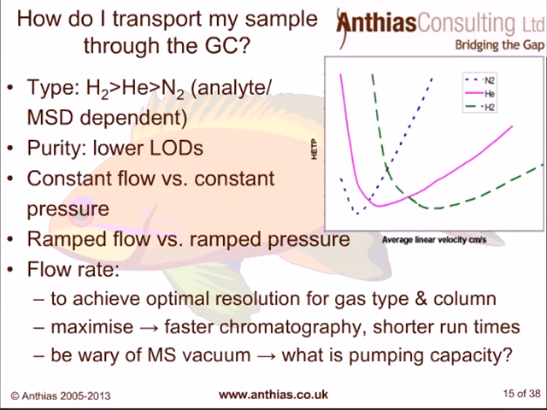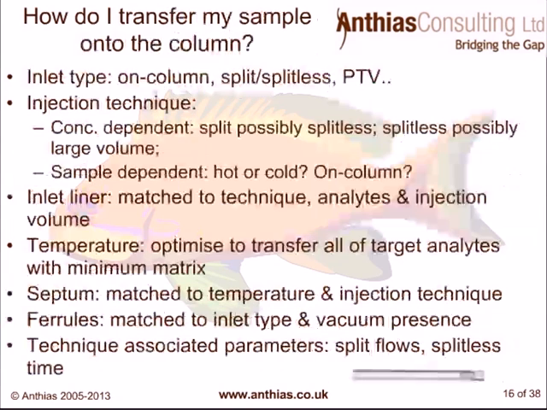So we want to maximize it: faster chromatography, shorter run times, less longitudinal diffusion. But we also want to be very wary of our MS vacuum. What is the pumping capacity of our mass spectrometer? Because we don't want to be going to too high a flow rate. That will then affect the vacuum, which in turn will very much affect the sensitivity of the mass spectrometer.